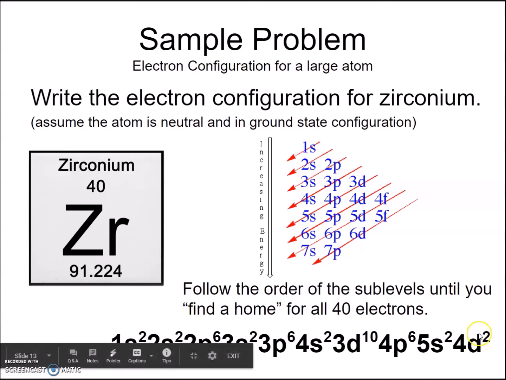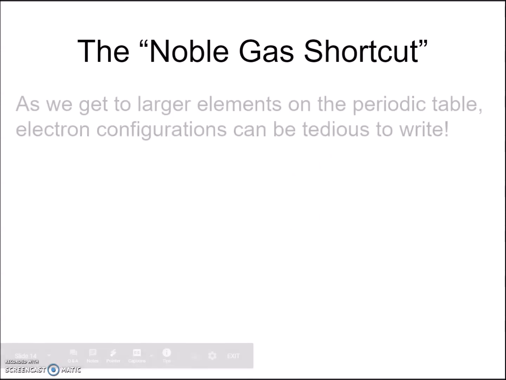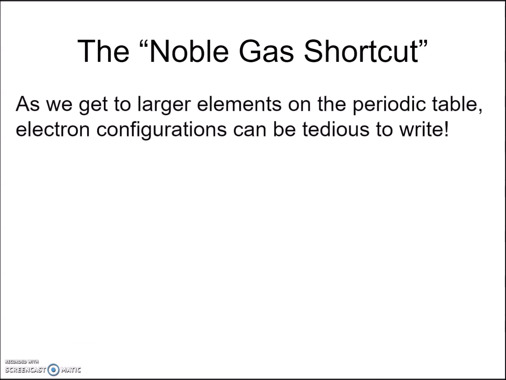Good job. Now, a couple of things. We need to teach you a shortcut. I'd say it's time, right? You've written some very long electron configurations. This can get tedious. As we get to the bigger elements, as you go further down on the periodic table, the configs, there's a lot to write.